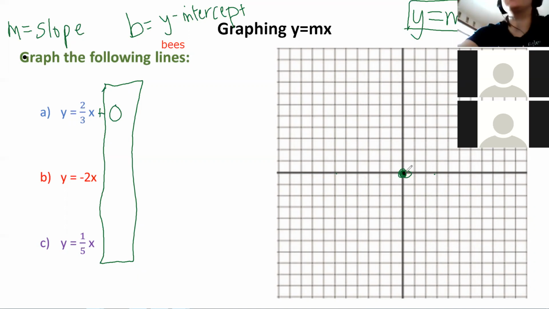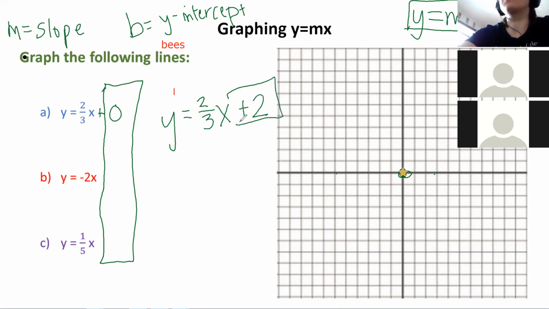Okay, and if they gave you a number there, like if they said y equals 2/3 x plus 2, then where would you start your graph? In the +2? At the y is plus 2. You would start up here. Yeah, very good. Good job, guys.